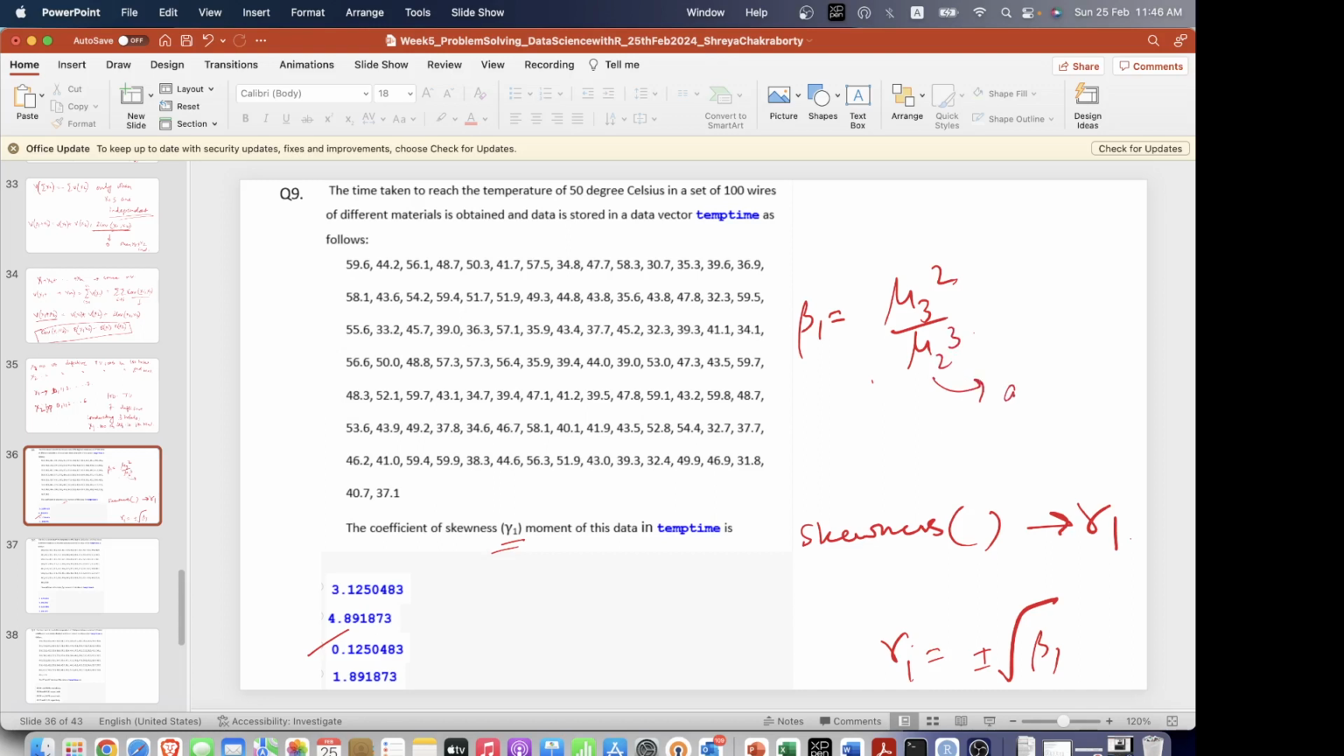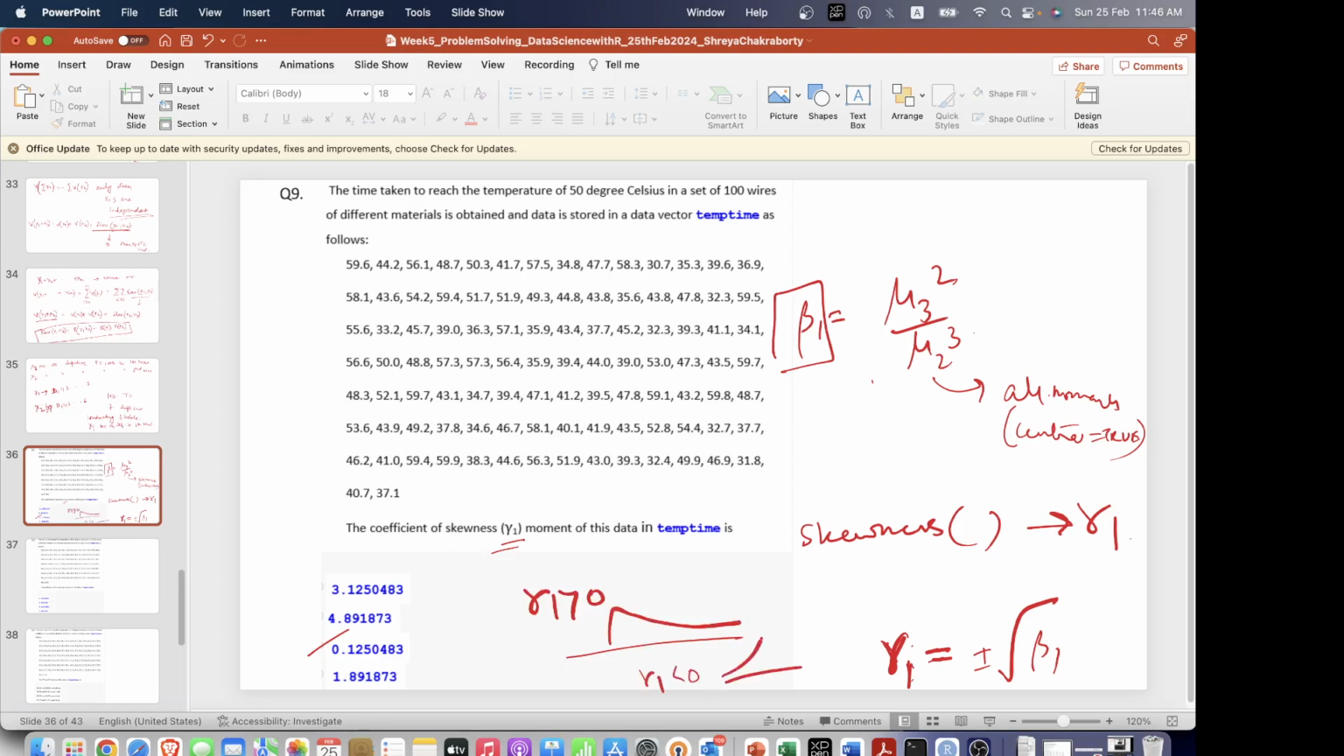So for this one you could give all.moments order central equal to true. You can get it like this if you are asked beta 1. Here we are directly getting beta 1; gamma 1 equal to plus minus square root of beta 1. If gamma 1 is greater than 0, it means it is positively skewed. And if gamma 1 is less than 0, it means negatively skewed.